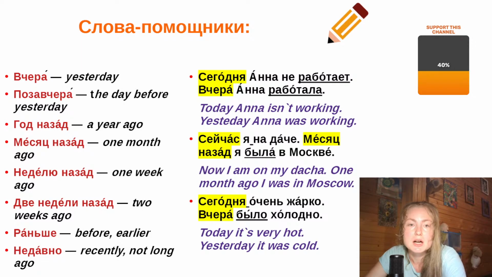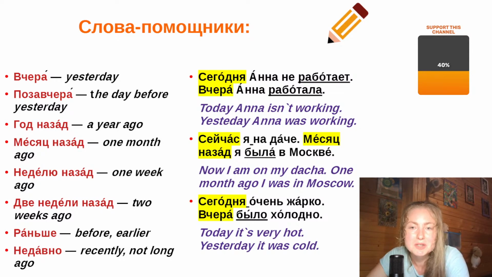Next word, позавчера. Позавчера. The day before yesterday. Pay attention that the first vowel «о» I pronounce like «а» because it doesn't have an accent. Позавчера. Next one. Год назад. A year ago. Год назад.